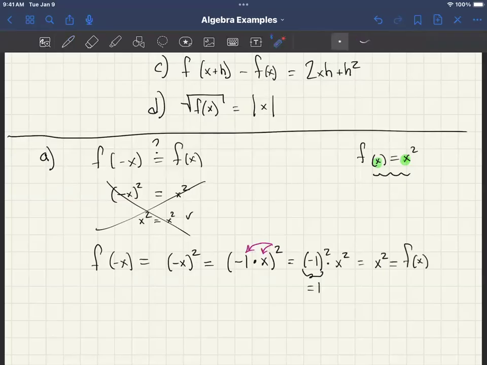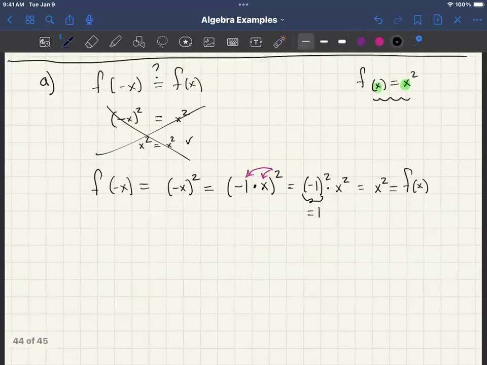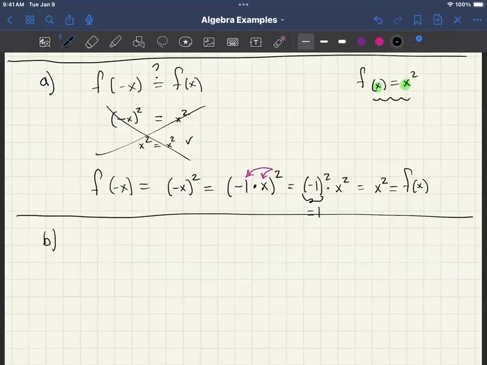So you'll notice we didn't assume equality anywhere. We started on the left-hand side. We did a bunch of work that we all know each of these is true, and we ended up on the right-hand side of our equality. So that's the first method to show that you have equality for two things. All right, let's look at the second method.